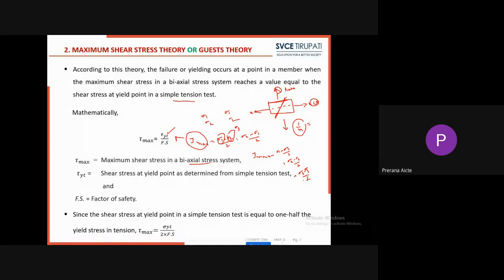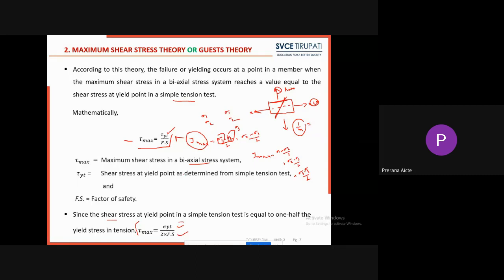One more very important point is for steel components, or ductile material. For ductile material, one more very important formula is tau maximum is equal to sigma yt by 2 into factor of safety. When should we use this formula? In the given problem, if they clearly say that the shear yield stress is one half of the yield stress in tension, then we calculate tau maximum using this formula, sigma yt by 2 into factor of safety. But this formula is used only for a biaxial system. How to calculate the maximum shear stress for simple tension.